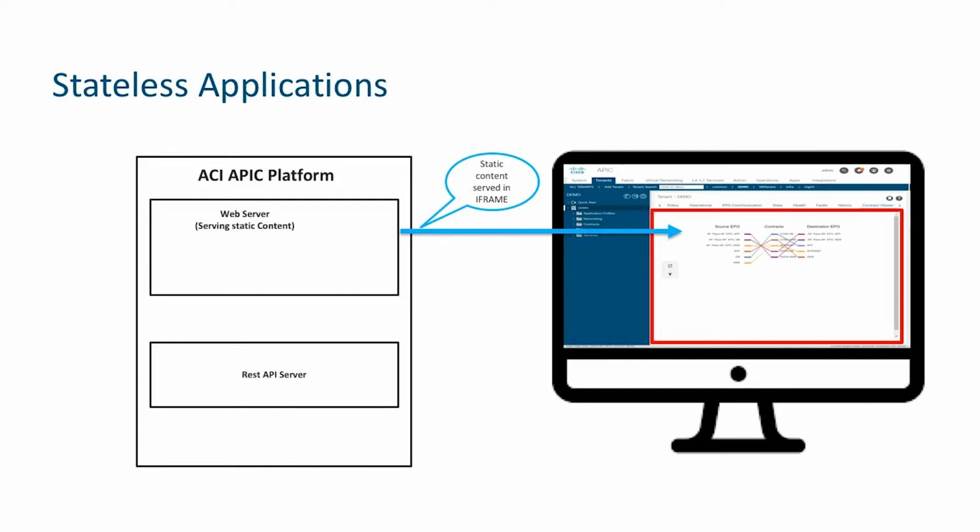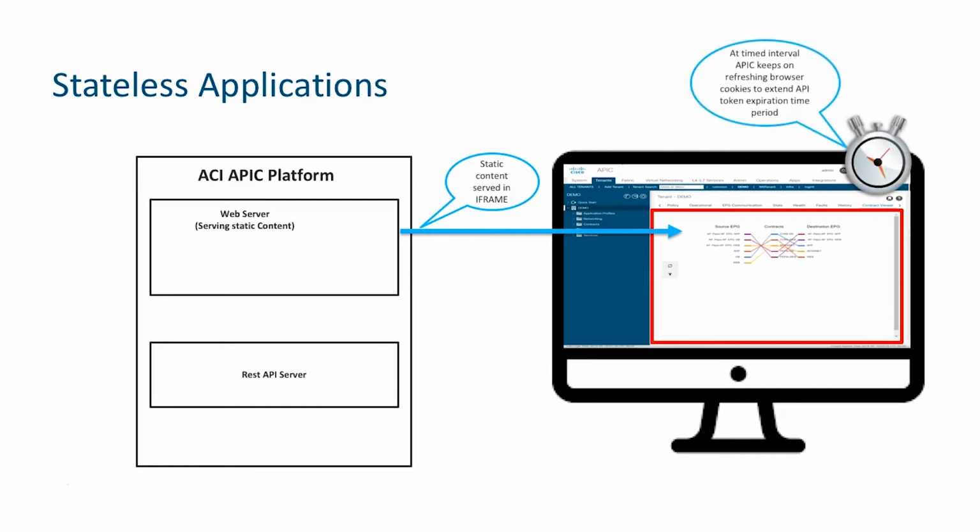When you're logged into APIC, upon displaying the APIC homepage, APIC creates and saves cookies in the browser which contain APIC REST API authentication tokens and their expiration time period. At timed intervals, APIC keeps on refreshing these cookies to extend the REST API authentication token expiration time period. Every time your application in the iframe needs to fetch data, it reuses APIC's refreshed cookies and passes them along with the ACI REST API calls.